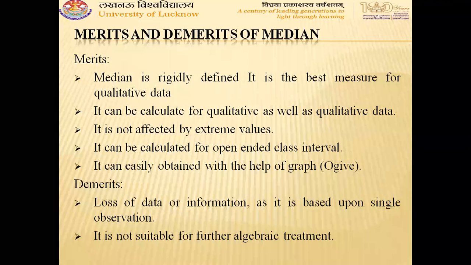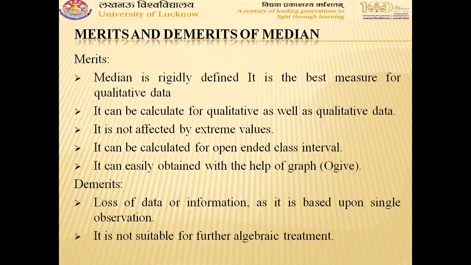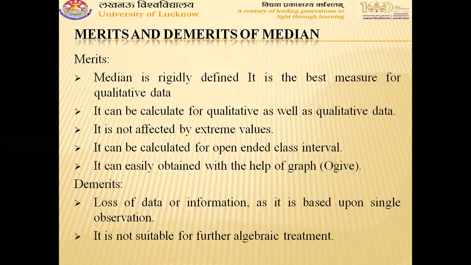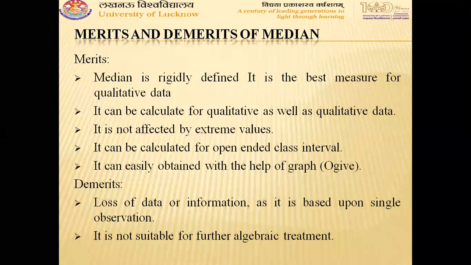The demerit of median is the loss of information, as it is based upon a single observation only. It shows only the middle observation. It does not consider the other observations for the calculation. It is not suitable for further mathematical or statistical calculations.